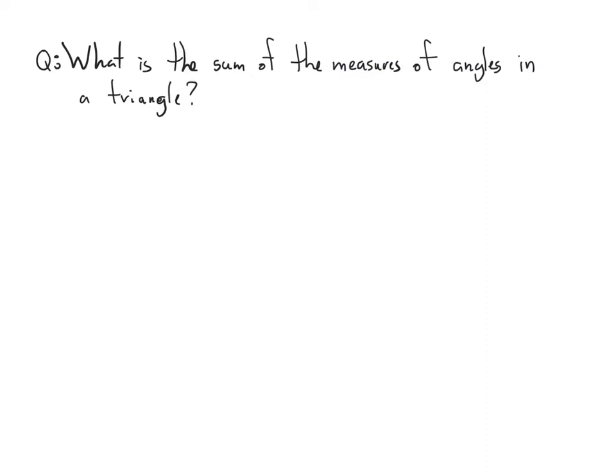So here's a question that I think most people know the answer to. What is the sum of the measures of the angles in a triangle? Let me draw just a random triangle here. If I take the measures of these three angles and I add them together, what do I get? And I think most people know from their schooling days that the sum of the angles of a triangle is 180 degrees. But that's just a fact. The question is, why is that fact true? How do we know this?